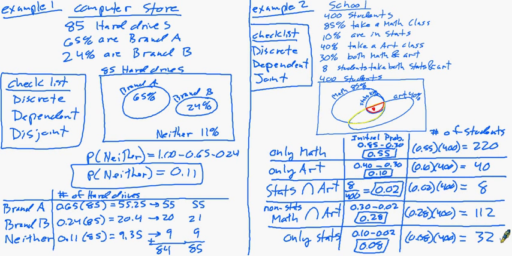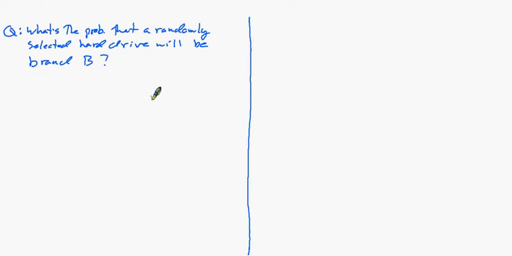All right, so that's just some nice information that we will need to start answering questions. We haven't really even gotten to the questions yet. Let's start those now. Here's a good starting question. What's the probability that a randomly selected hard drive will be brand B?